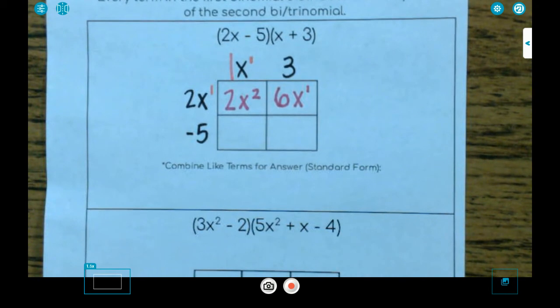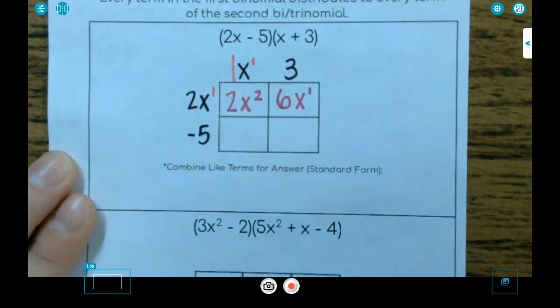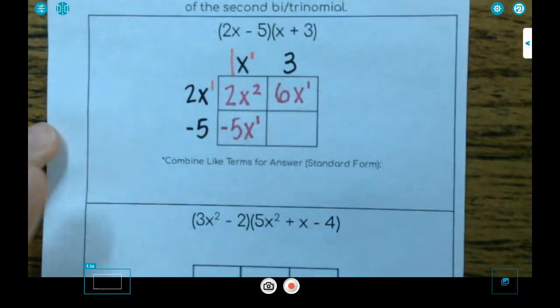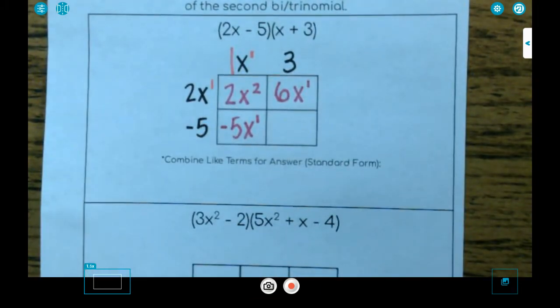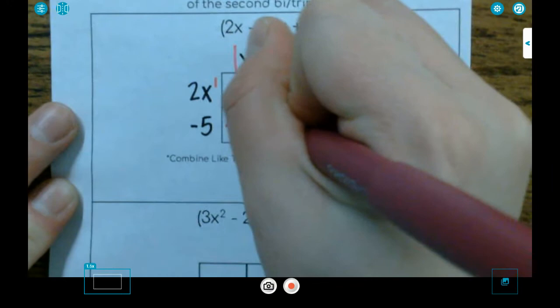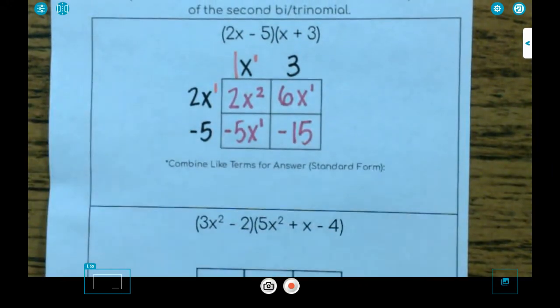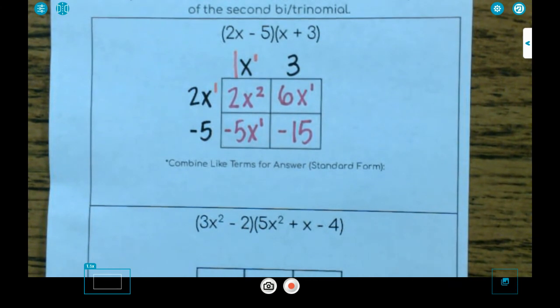Okay. Then bottom left-hand box is going to be negative 5 times 1x to the first. That's going to be negative 5x to the first. And then the bottom right-hand box is going to be negative 5 times 3, which will give me negative 15. So I filled in all 4 pieces of my box. 2 times 2 is 4, so I should have 4 total things. Any questions right now?